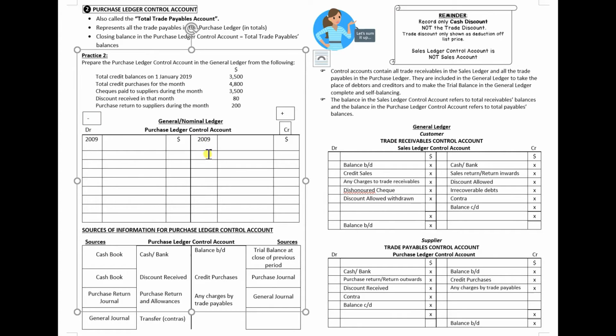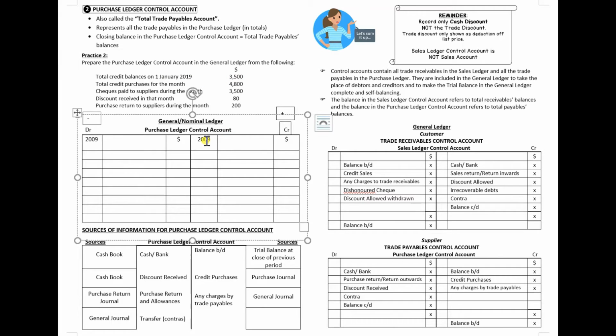Okay, so let's do it together. Total credit balance on 1st January 2019. Okay, so this one is wrong, it should be 2019. So the first balance, opening balance, January 1, balance BD, on the credit side because the creditor has a credit balance, 3,500. Now, total credit purchase for the month, 4,500.